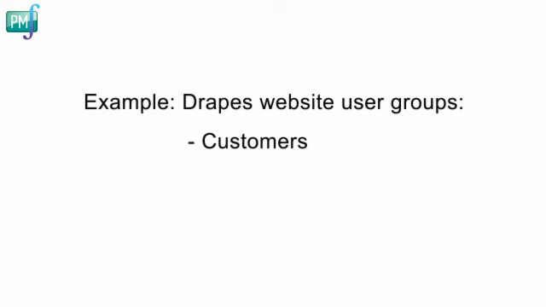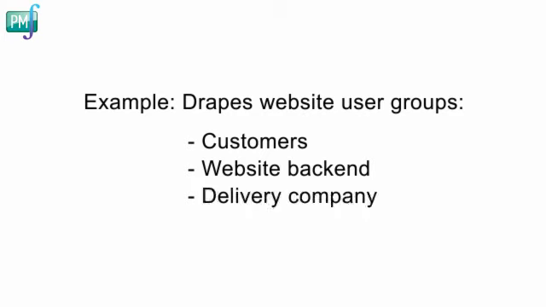In our example, there are several user groups. One group is our clients' customers who go to the website to buy drapes and blinds. Another group is on the website backend that is responsible for updating the website inventory, adding product description and photos, updating pricing, etc. A third group could be the delivery company that gets the orders from the website and ships over the products to the clients.